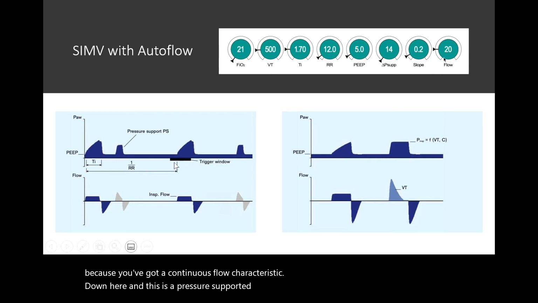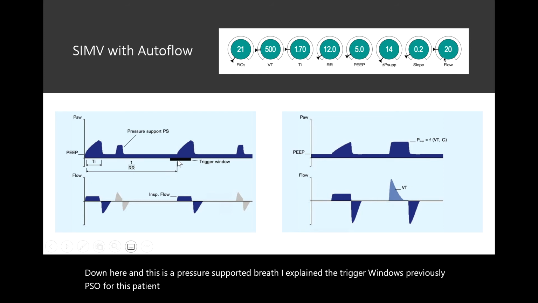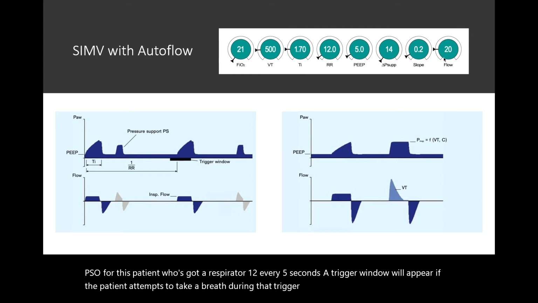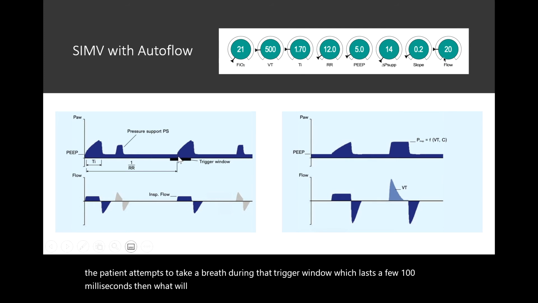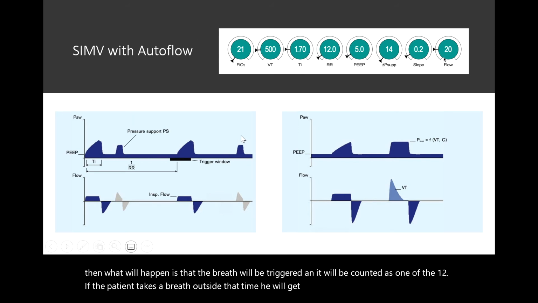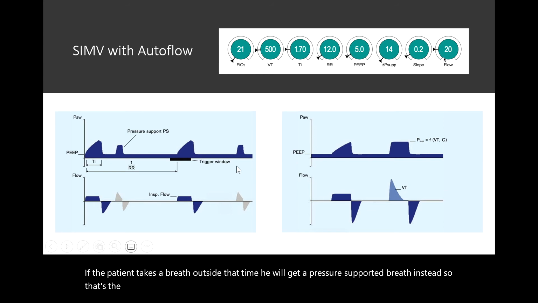I explained the trigger windows previously. So for this patient who's got a respiratory rate of 12, every 5 seconds, a trigger window will appear. If the patient attempts to take a breath during that trigger window, which lasts a few hundred milliseconds, then the breath will be triggered and it will be counted as one of the 12. If the patient takes a breath outside that time, he will get a pressure supported breath instead. So that's the basis of SIMV.